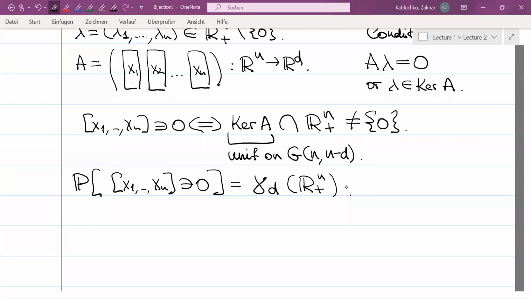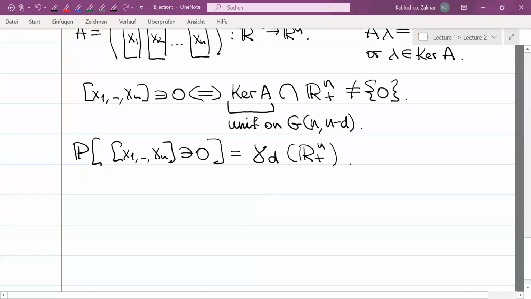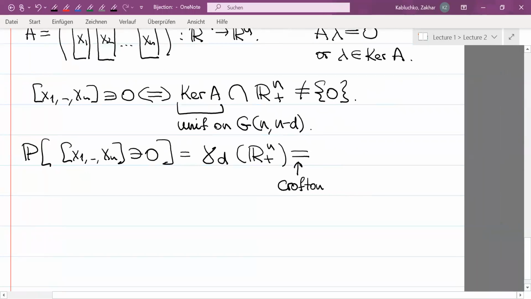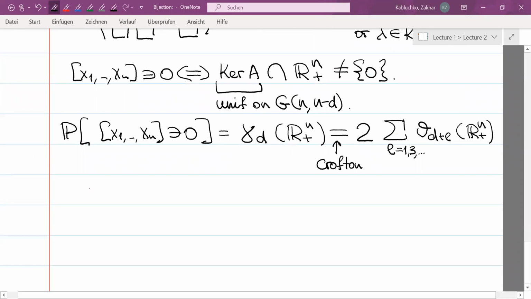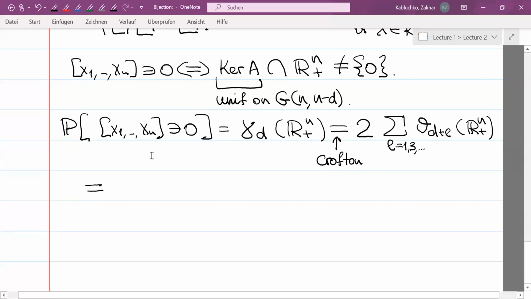So here we have our main formula, Crofton, which does the whole work here. It is 2 times, well, let me write it in this way, the sum over l equals 1, 3, so all odd numbers, of the intrinsic volume v_{d+l} of R^n_+. So this is the conic Crofton formula. And now we know the conic intrinsic volumes of the orthant. Some question or no? Okay, so we know the conic intrinsic volumes of the orthant. They are just binomial values of the binomial distribution.